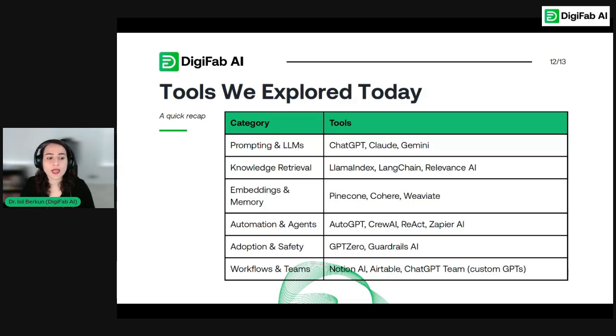What about automation and agents? We have AutoGPT, CrewAI, ReAct, and Zapier AI. How about adoption and safety? We have very good tools popping up every day. Some examples I put here are GPTZero and Guardrails AI. And lastly, workflows and teams. A lot of the teams that I am seeing are using tools such as Notion AI, Airtable, and ChatGPT Team. Especially, teams are creating custom GPTs today for their workflow.